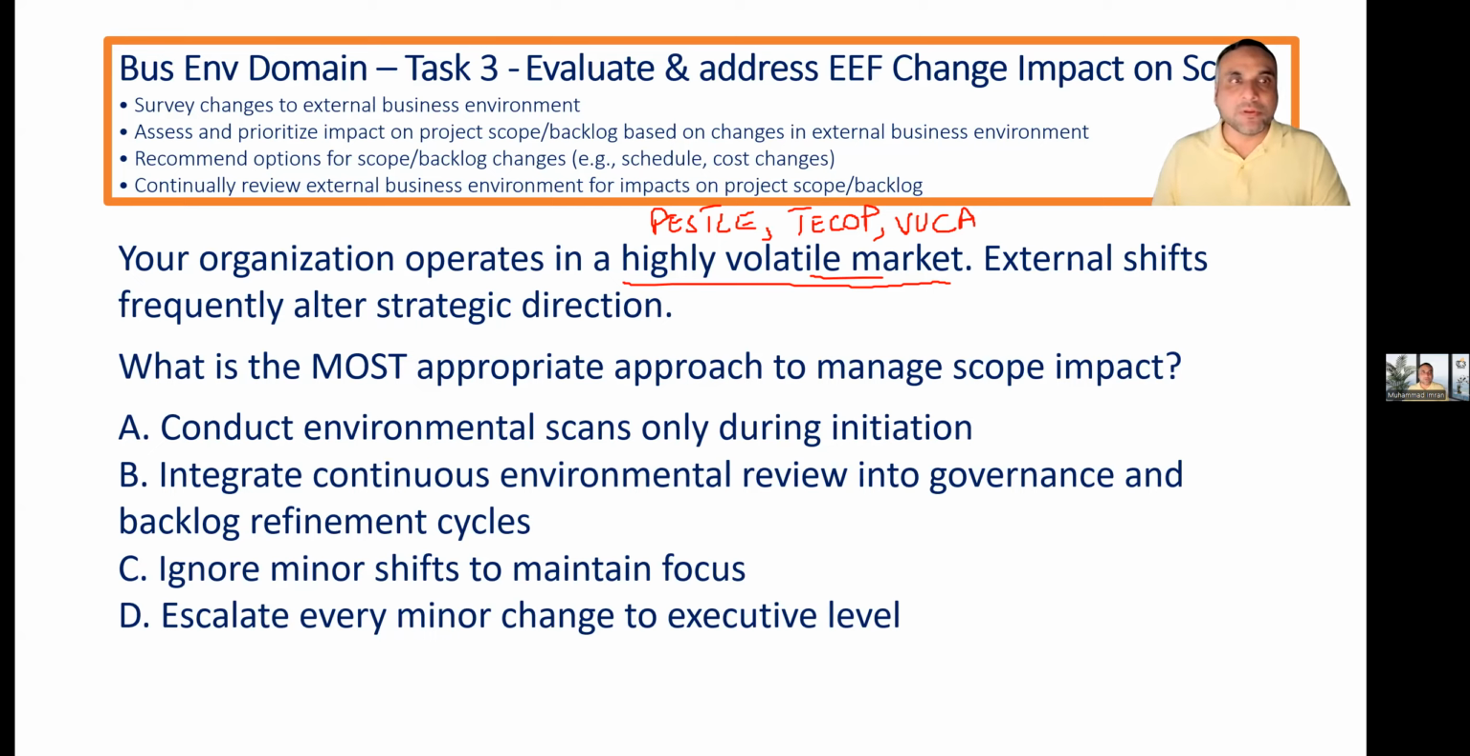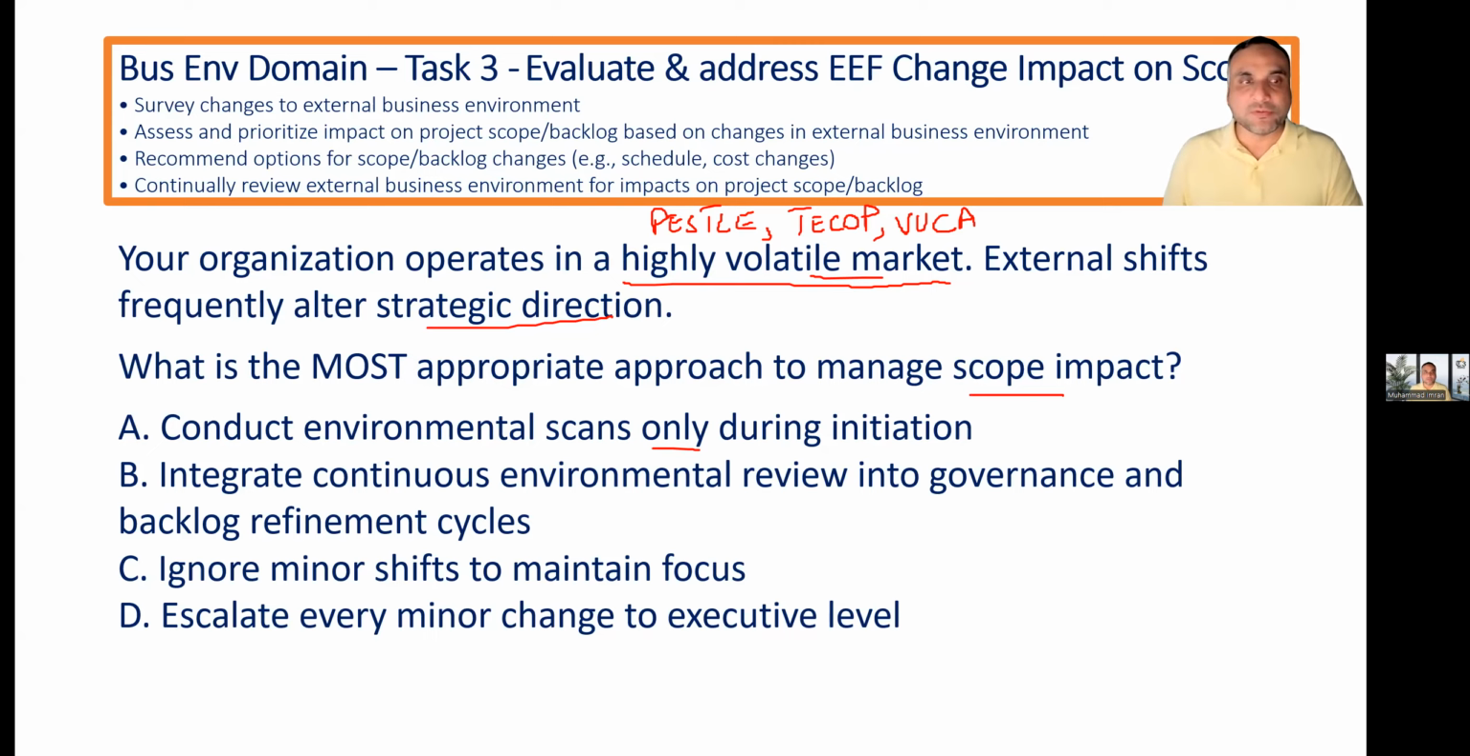External shifts frequently alter strategic directions. Whenever strategic directions are changing, you have to align the benefits. This is what you do as a project manager. Program manager also does the same thing. What is the most appropriate approach to manage scope impact? Conduct environmental scans only during initiation. Integrate continuous environmental review into governance.